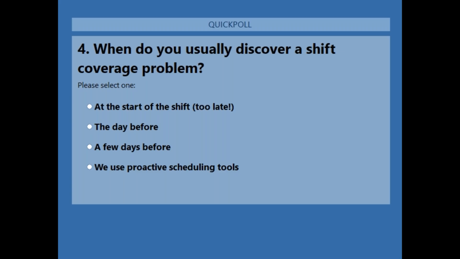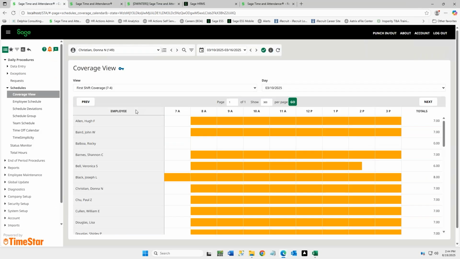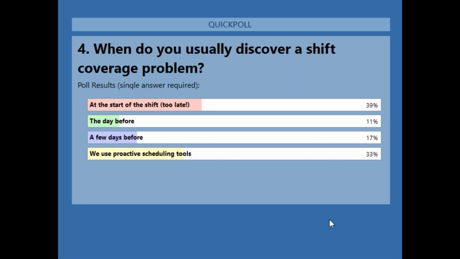In 5, 4, 3, 2, 1. Okay, it's true to form. 39% of you are finding out at the start of the shift. Just a little bit less, about a third, are using proactive scheduling tools. That's what I want to see, folks. 17% a few days before, and 11% the day before.